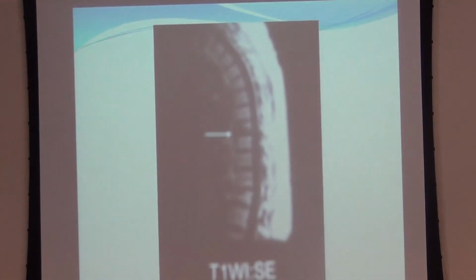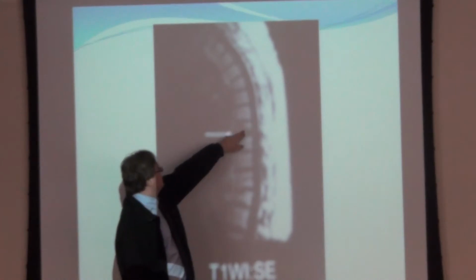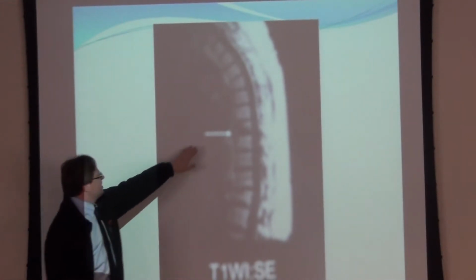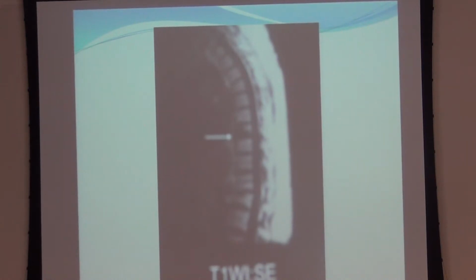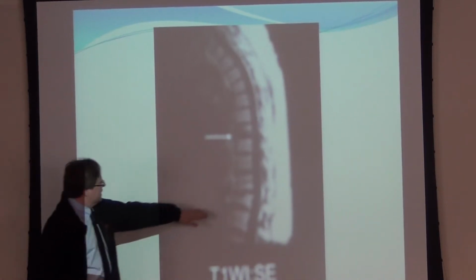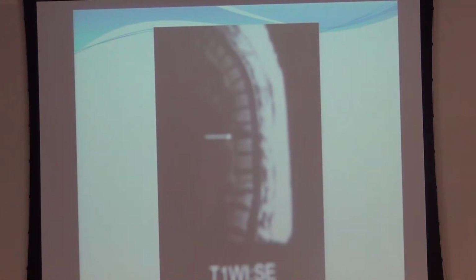This is an example of an acute fracture on a T1 image. It's a little darker, a little bit hypo-intense there instead of hyper-intense. And the one at T12, this old wedge-shaped fracture you can see down here, doesn't show any darkening at all.